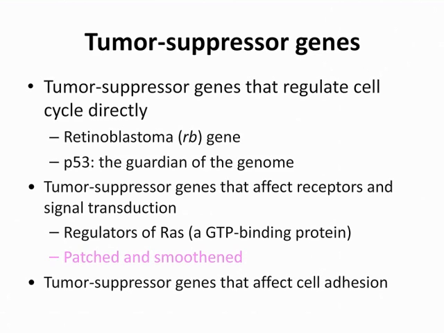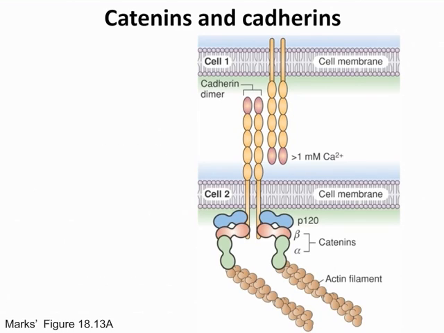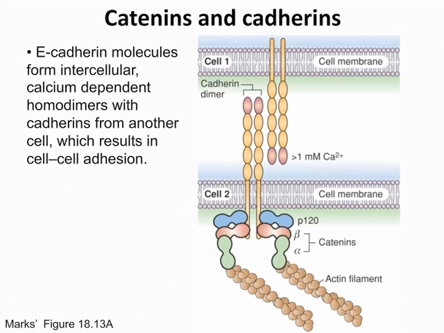So the next tumor suppressor genes talk about patched and smoothened, and then tumor suppressor genes that affect cell adhesion. So here we talk about catenins and cadherins, and cadherins form complexes that bind cells together. So if you have the loss of E-cadherin, then you're more likely to have the cancer cells detach and migrate in metastasis. So individuals who inherit a mutation in E-cadherin are predisposed to developing some sort of cancer, especially gastric cancer.